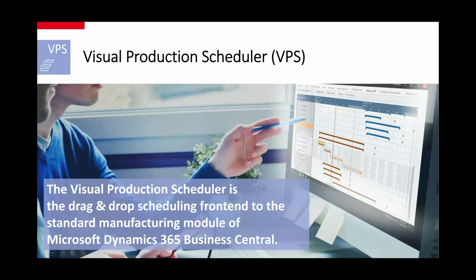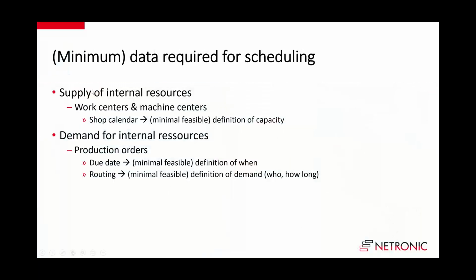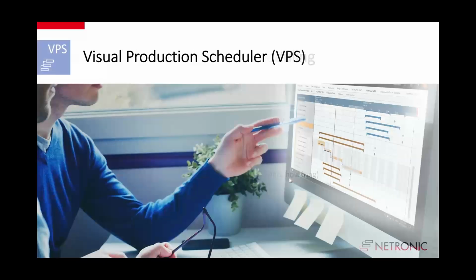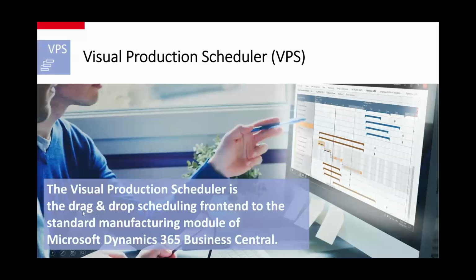And the VPS is the drag and drop scheduling front end to the standard manufacturing module of Microsoft Dynamics Business Central. It doesn't add its own business logic, its own scheduling mechanism or intelligence. It is just visualizing what you have in Business Central. It visualizes your work centers, your machine centers, the shop calendar, and the production orders with the routing, so the when, the who, and the how long. And then it allows you to make drag and drop changes to this schedule.